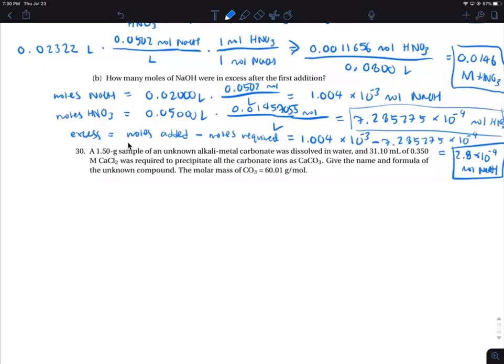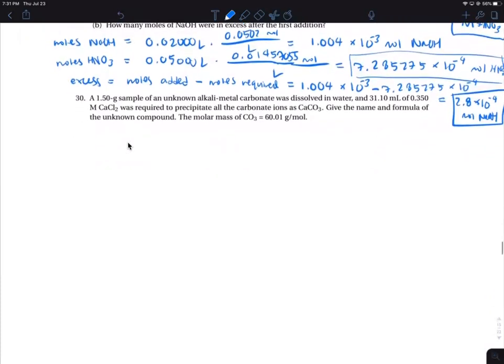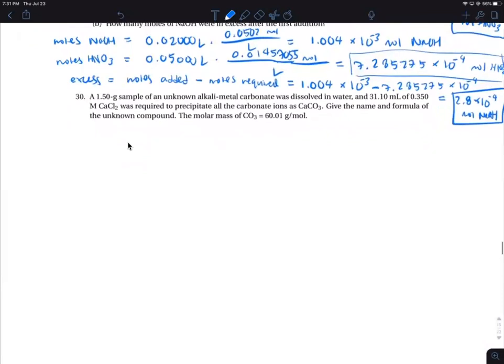All right, and then for number 30, there's this unknown alkali metal carbonate, and then we dissolve it in water, and this many milliliters of this are required. So we're trying to find the name and formula of the unknown compound. So let's consider the reaction. It's going to be M2CO3.